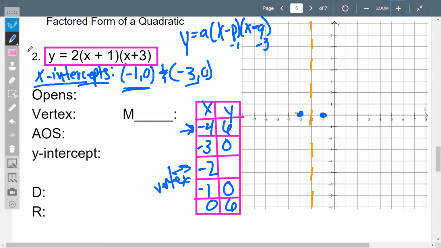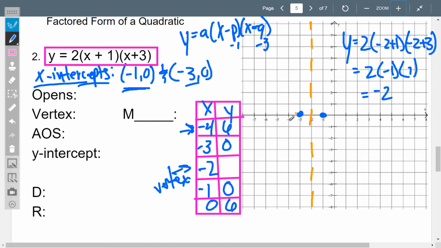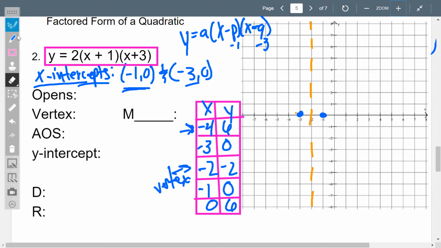All right, let me plug in -2. So y is equal to 2 times -2 plus 1 times -2 plus 3. So -2 plus 1 is -1, -2 plus 3 is +1. So that's -2. So plugging in -2 gives me -2. Now I can graph this. So -4, 6, -3, 0, -2, -2, -1, 0, and 0, 6. My graph looks like this.